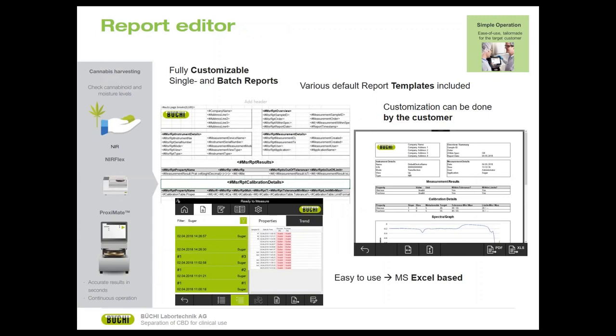Report editor. Measuring the content of the cannabinoid in the cannabis plant is important. However, it is also important to record those data, and creating a report is very important. Knowing the content will allow you to operate in a more convenient way in different production steps. You can easily customize your methods and convert them into PDF or Excel. Proximate has various default report templates. However, if desired, the customer can easily create their own report format.